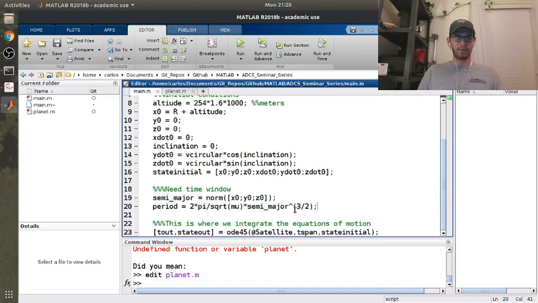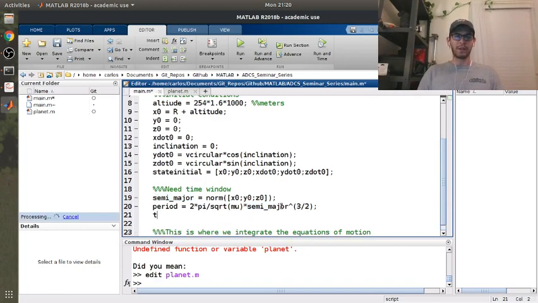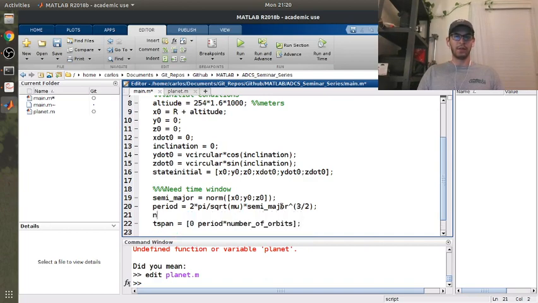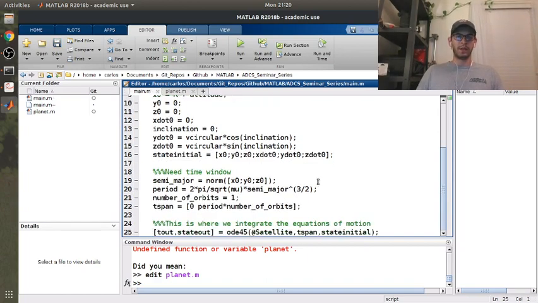Okay, so we have the period. So now I can do t-span is 0 to the period times number of orbits. So I can actually tell it how many orbits I want. And for the first time I do this simulation, I just want one orbit, okay? All right, so I have the t-span and the initial conditions.